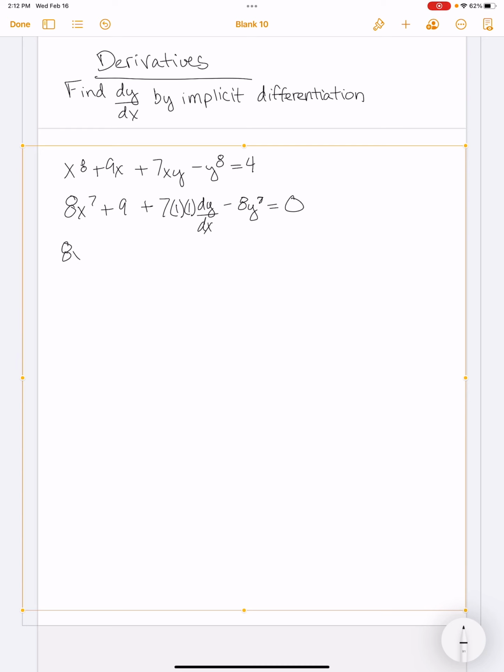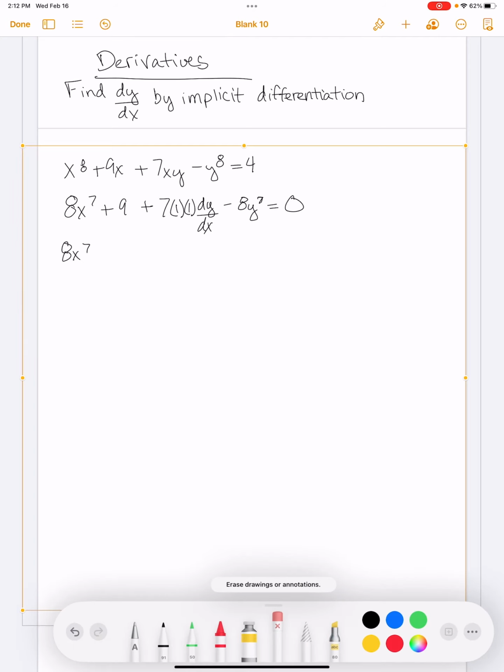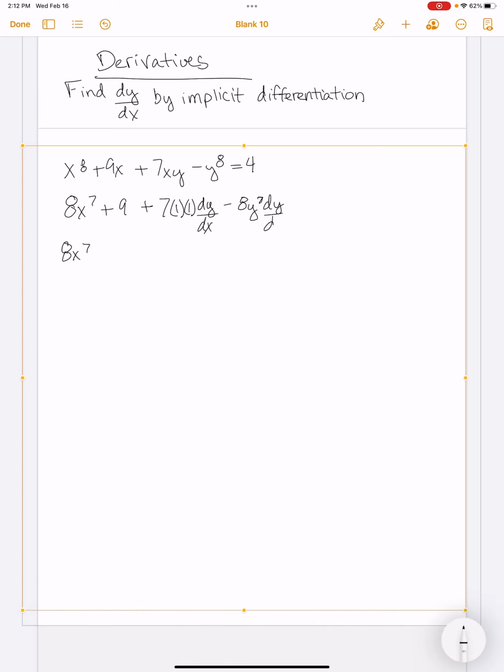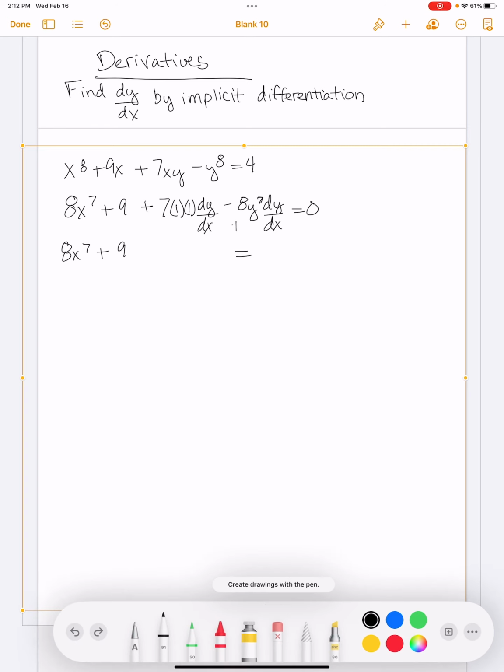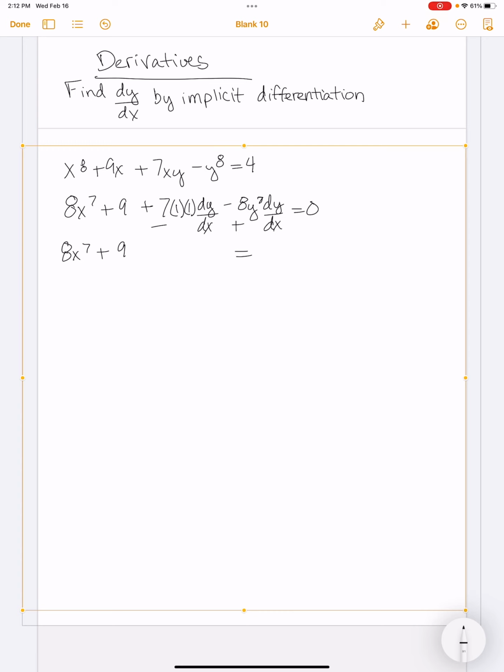So let's clean this up a bit. Forgot that we're taking, here we go. You also have to take the derivative of y with respect to x. Okay. Now, we need to move these over to the other side because we need to isolate dy dx. That's what we're looking for. So let's plus this guy over and subtract this guy over to the other side. So we're going to have plus 8y to the 7th dy dx minus 7 dy dx.